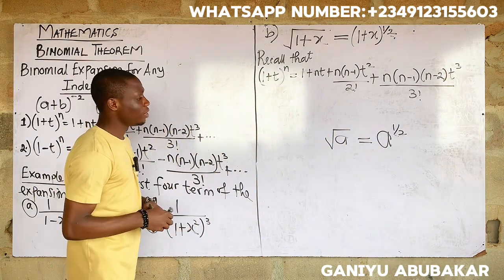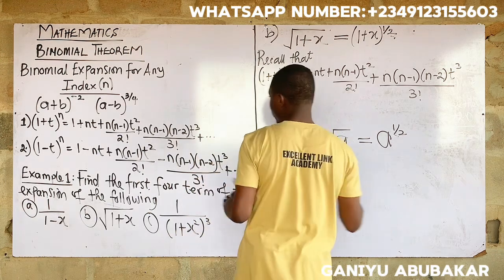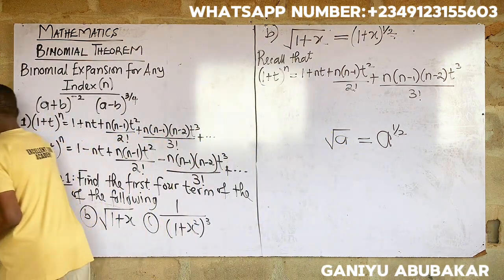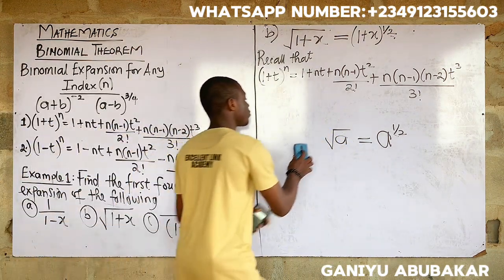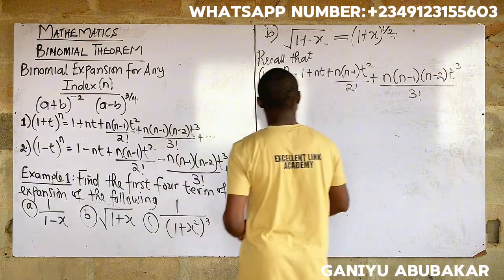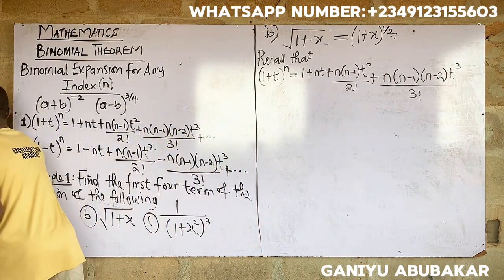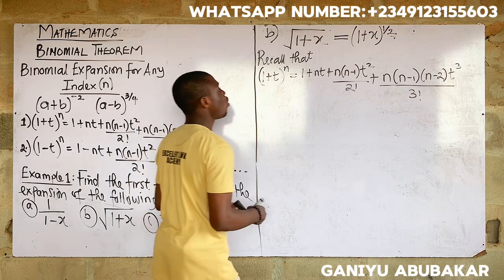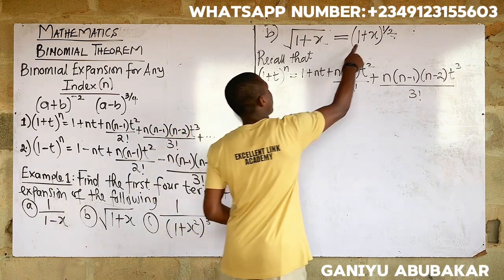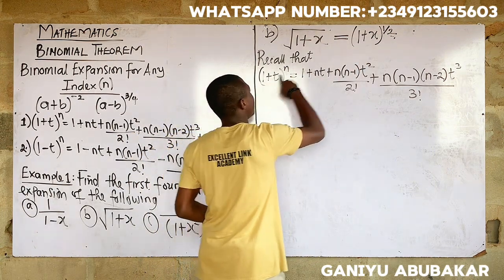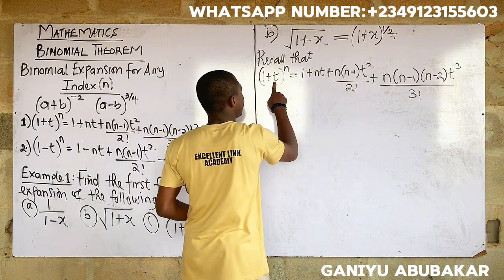So let's proceed to our solving, please. From here now, we said the task is quite simple. Just substitute and we're off. Let's get the value of n and t. We said to get the value of n and t is simple. Compare. 1 is 1, plus is plus, t is x.